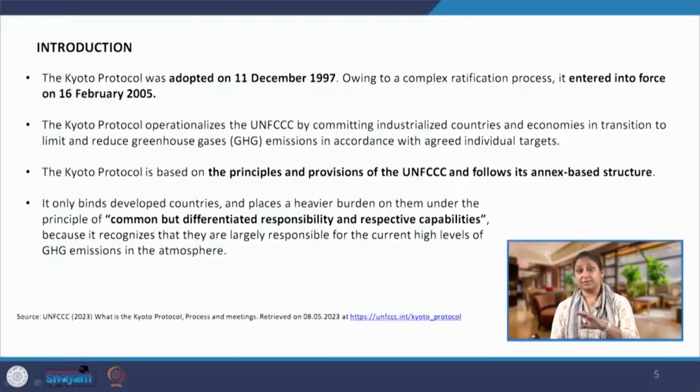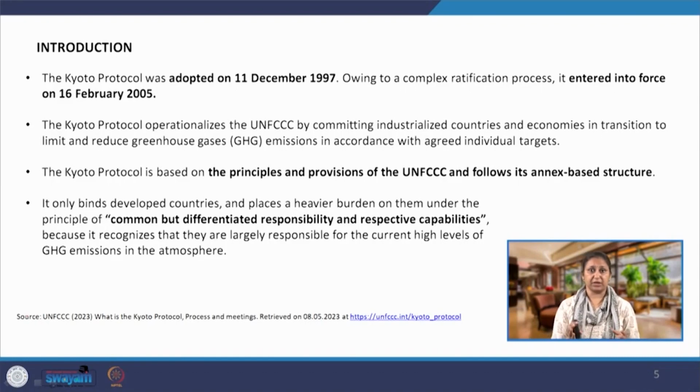So, we will quickly read in this particular lecture, the introduction to Kyoto Protocol, different mechanisms of Kyoto Protocol and some amendments, and then the successor to Kyoto Protocol, which we will take in the next lecture tomorrow, the third lecture of this week. So, quickly introducing Kyoto Protocol, and we have seen it through the history.